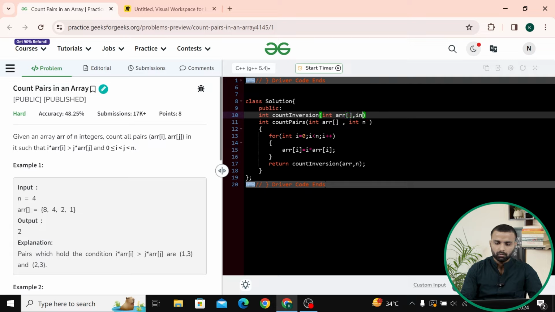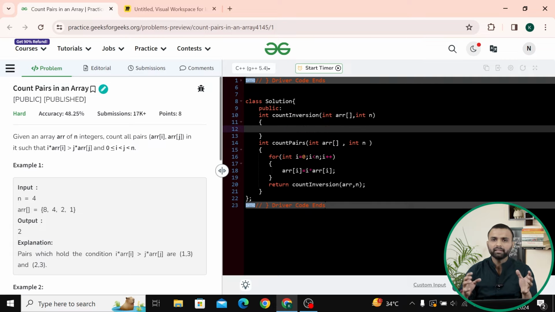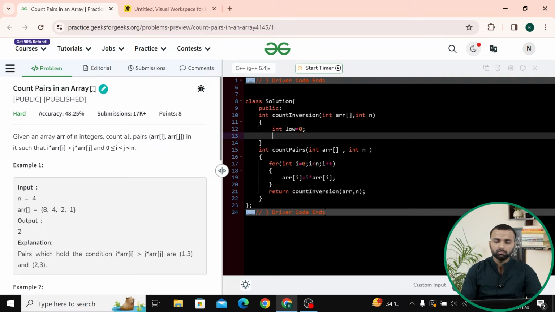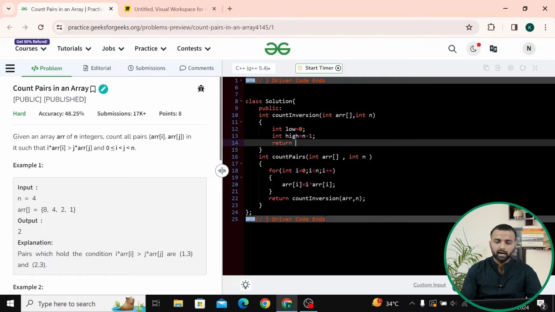Okay, inside this I make 2 pointers. As you know, in merge sort we have to use the 2 pointers here. So let's make 2 pointers, which are low and high, pointed to n minus 1. After that we call merge sort, right? Let's call the merge sort. Here we have low, here we have high.